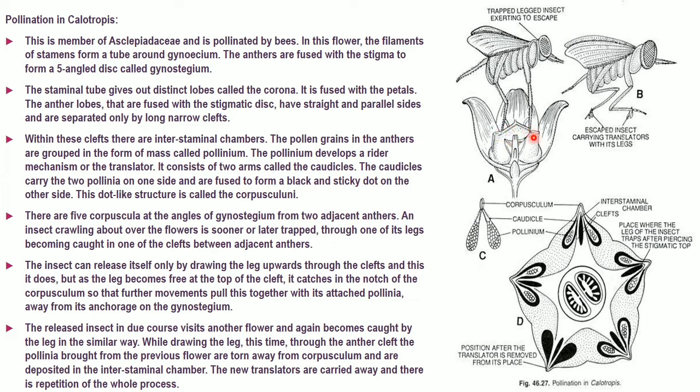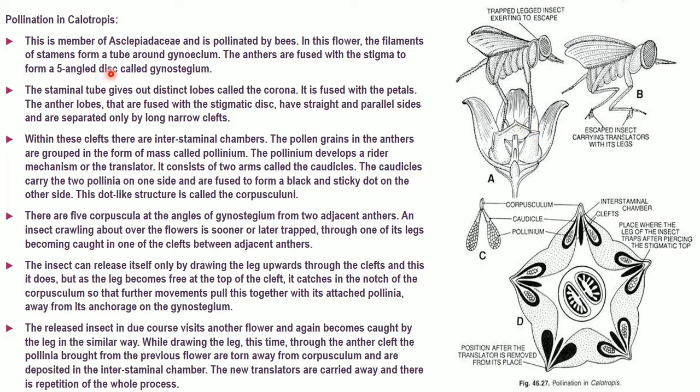Okay, means this stamens, actually the filaments, are forming a tube-like structure surrounding the gynoecium. This is the gynoecium: ovary, style and stigma. So it forms a pentangular way, okay, 5-angle type. That way a structure is formed and the anthers are fused with the stigma to form a 5-angled disc.